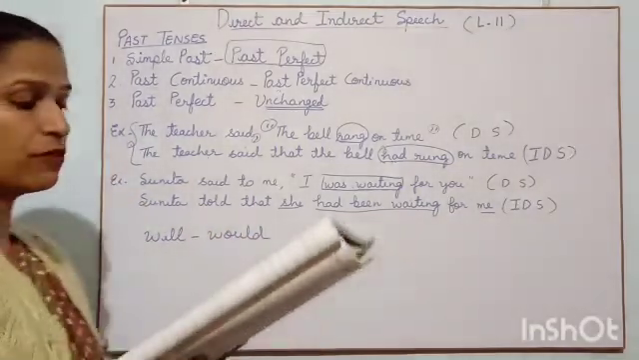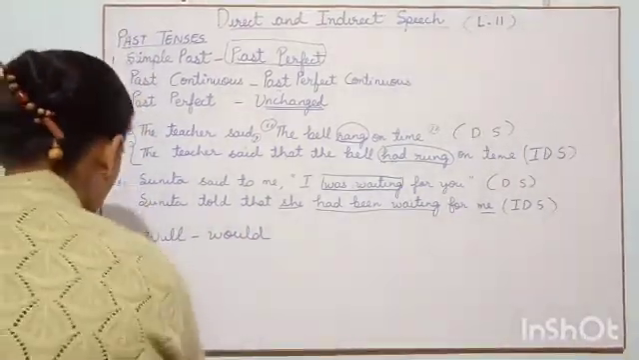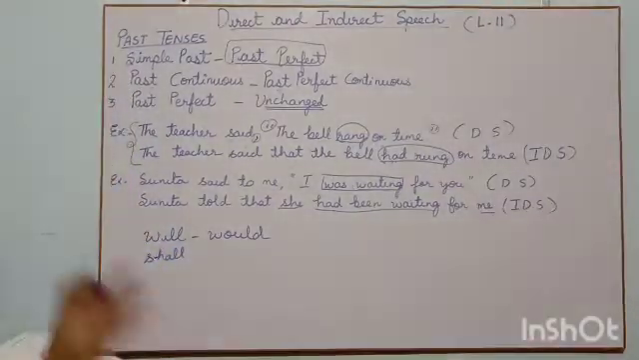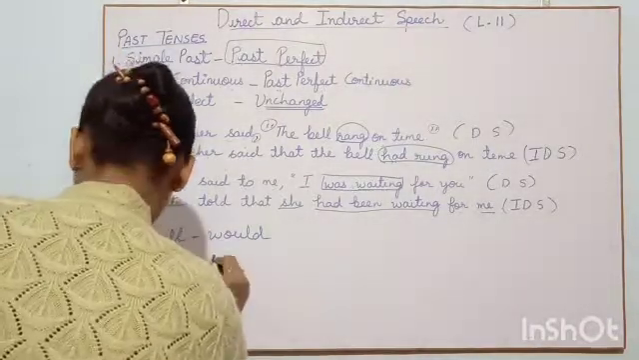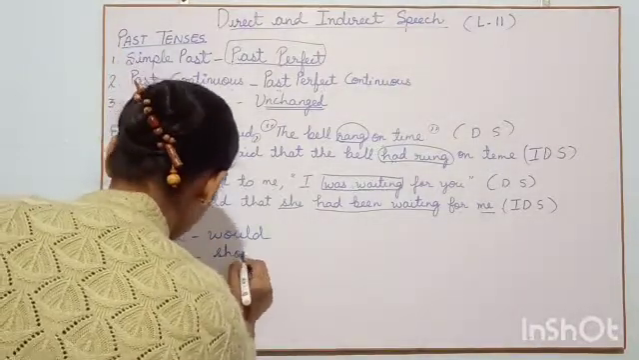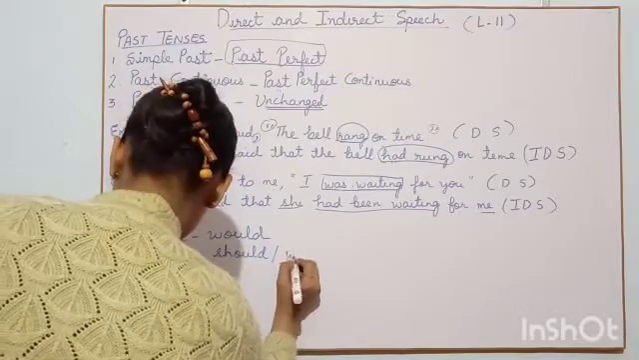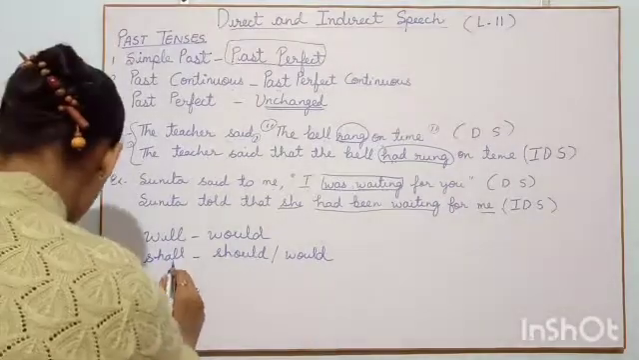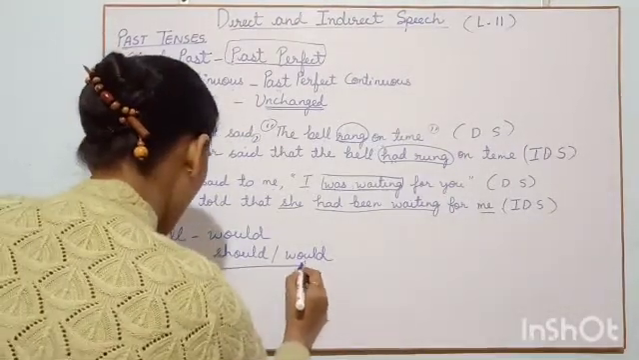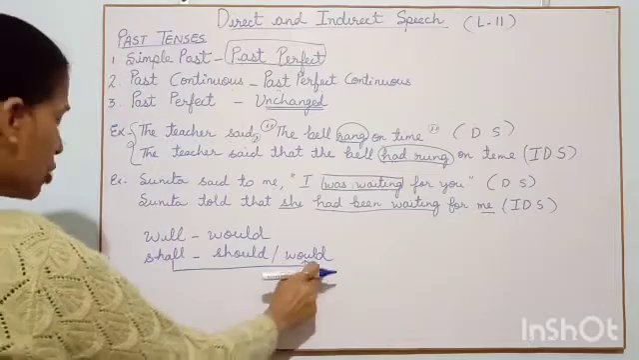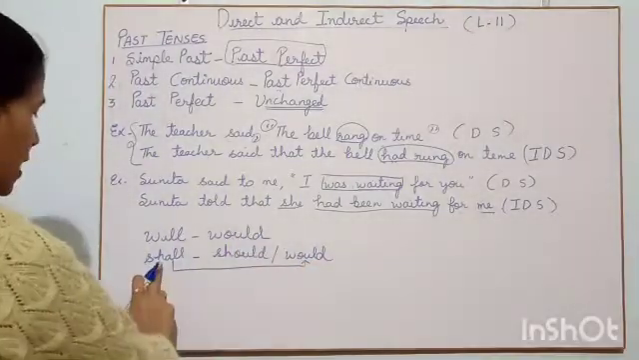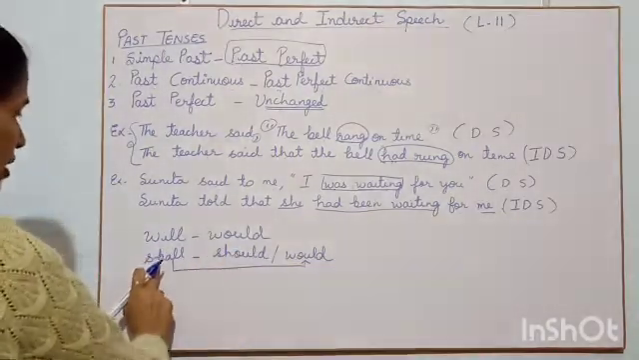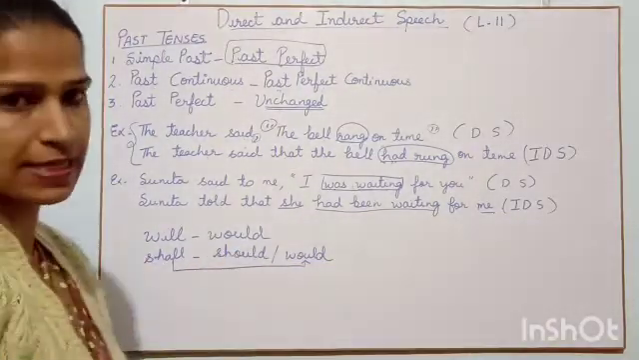Then another word we will see, shall. Shall can be changed into two things. Either you change it into should or you change it into would. But generally for shall we use would. In a general sense, you can say most commonly we change shall to would. Instead of shall, should, we change shall into would. This is given in your book.